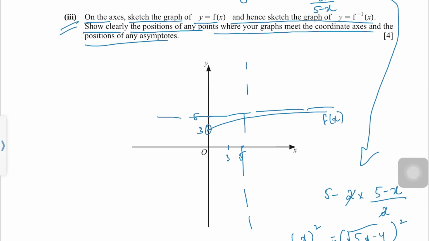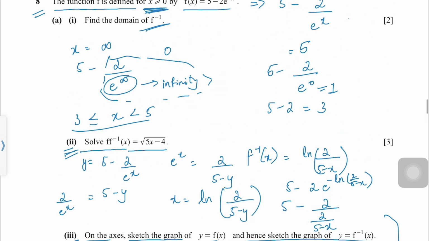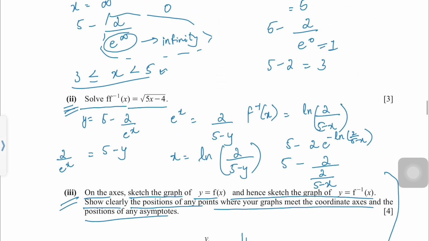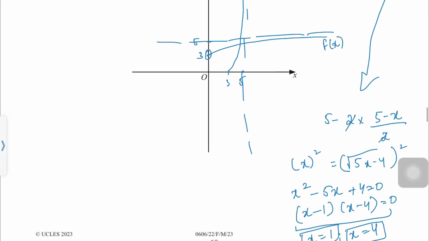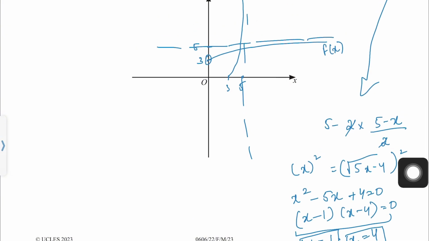Now our f inverse of x would be starting from 3. Our domain would be starting from 3 and going till 5, because there's an asymptote at 5. It wouldn't be touching 5. Here we have stated it in part A. So this would be our final graph. This is the y equals x line. We can check this. This is 3 equal to 3, then this would be this.